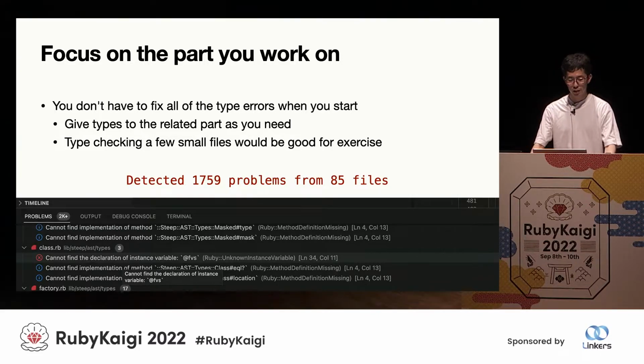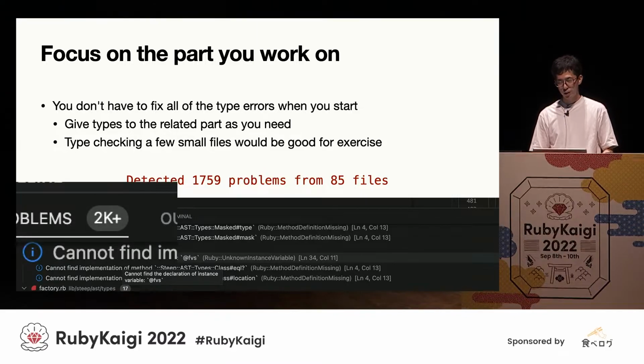This is an example, the result of a steep check of the Steep repository itself. You will read that there are more than 1,700 problems left in Steep. And in fact, we have more than 2,000 type errors in the Steep repository. But it's good for writing new code with the type checker's assistance.